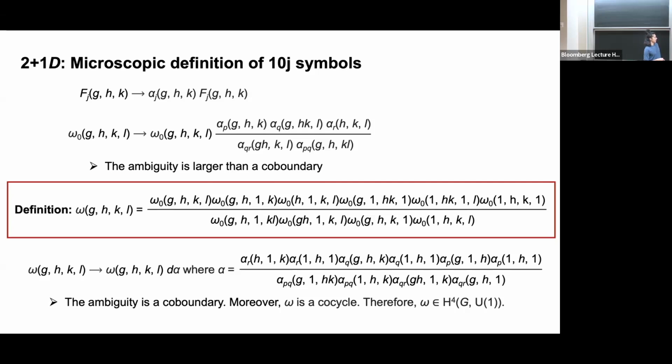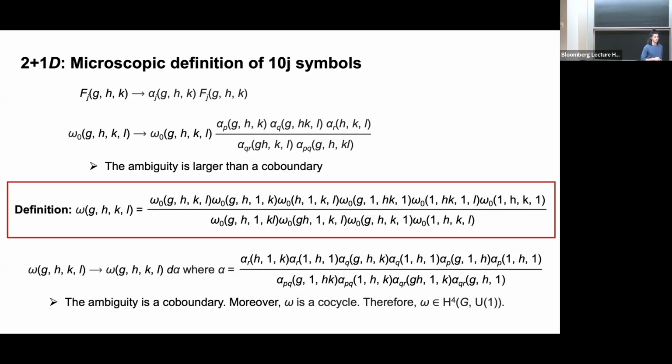The point is that by defining omega in this way, on the one hand, it can be shown that omega is a cocycle, but on the other hand, it's evidently the case that the ambiguity in omega is precisely a coboundary. And therefore, omega defined in this way gives us an element of the cohomology group.